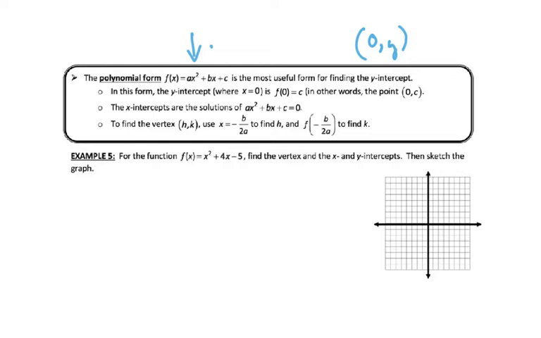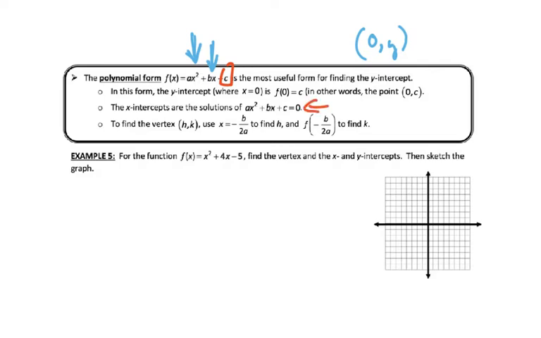If you substitute 0 for all the x's, you'd have a 0 squared plus b times 0 plus c, which gives you y, which means y would become c. In other words, the constant, or the value always by itself, is the y-intercept. So c would be the y-intercept. Okay. The x-intercepts are the solutions to ax squared plus bx plus c equal to 0.